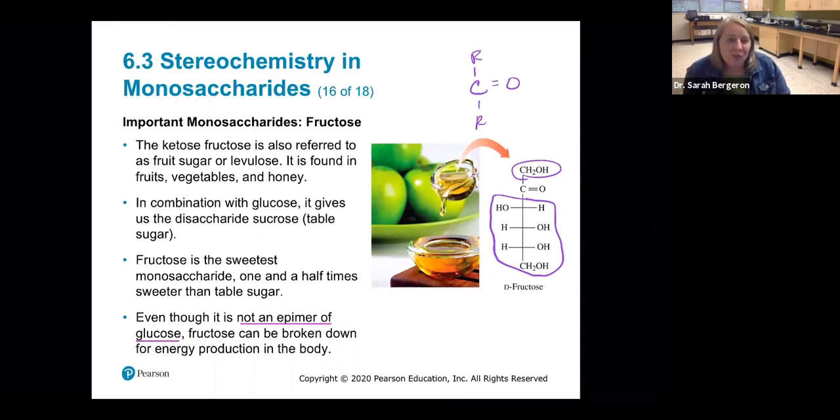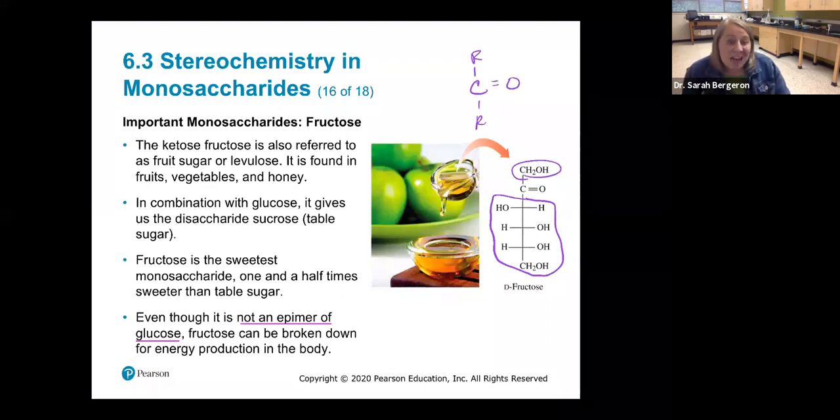So this is our fruit sugar, fructose, fruit sugar. That's where it comes from. And sometimes it's called levulose. It's found in fruits and vegetables and in honey. And so usually what we do is we combine this with glucose, and that will form the disaccharide sucrose. So fructose is really the sweetest monosaccharide. It's 1.5 times sweeter than our normal table sugar. So our perception of sweetness is different depending on the conformation and the structure of the sugar.